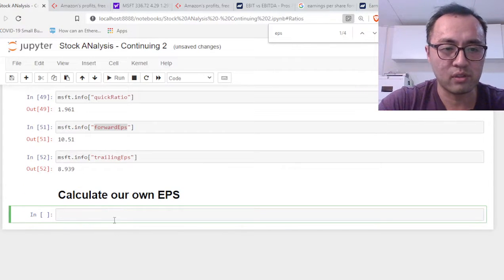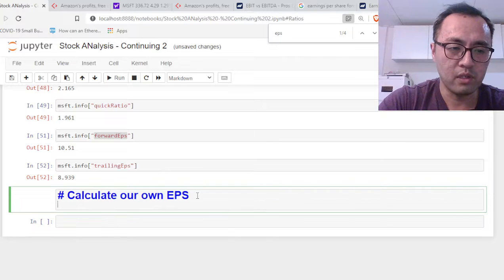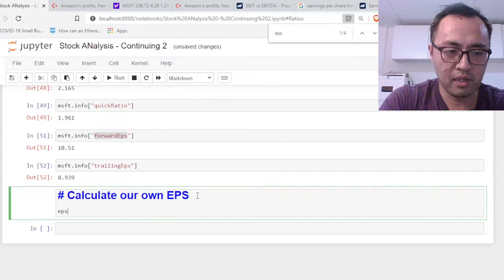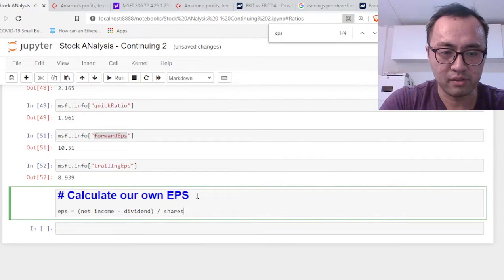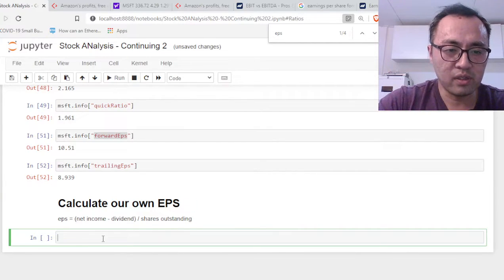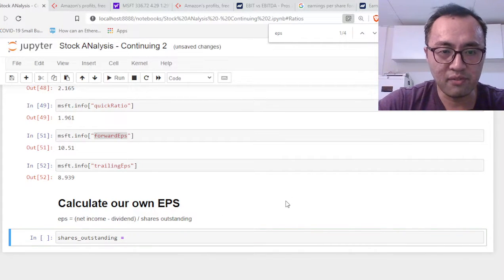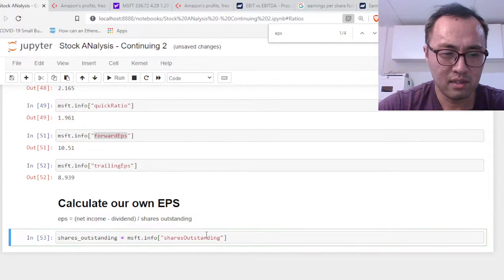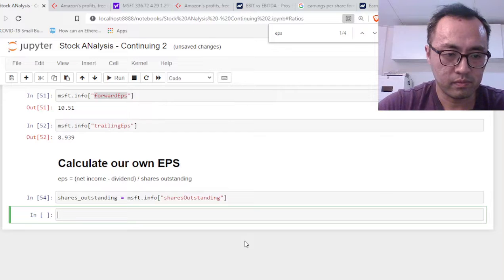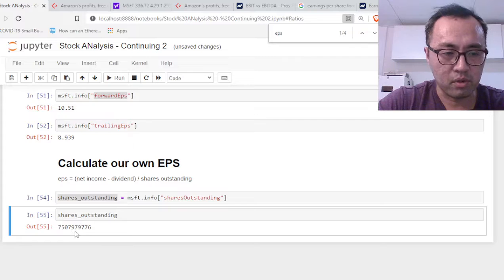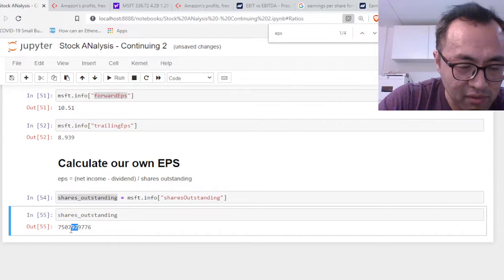So let's try that. The definition of EPS is EPS equals net income minus dividend, divided by shares outstanding. First we know the shares outstanding, you get it from shares that are outstanding, right? So let's print this number out. It's this giant number. I don't know, what is that, like 7 billion shares.